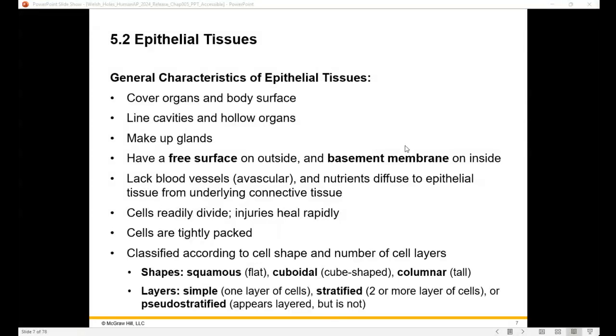These cells readily divide, so injuries heal rapidly. The cells tend to be tightly packed, and they're classified according to the cell shape and number of cell layers. For example, squamous are flat, cuboidal or cube-shaped, and columnar or tall. We'll also use other terms to indicate layers. Simple means one layer, stratified means two or more layers, and then there's pseudostratified, which means it looks like it's layered, but it's not really.